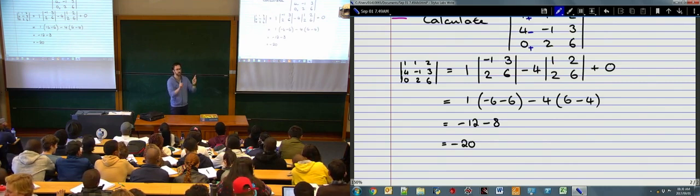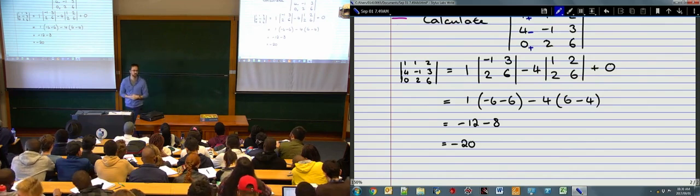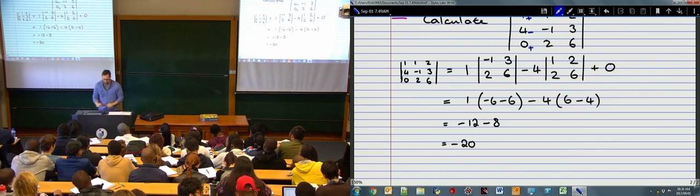Yes, so if you swap this row and that row, and then you swap this row and that row, or swap this column and this column, if you make 2 swaps of any type, the determinant is unchanged. Okay.